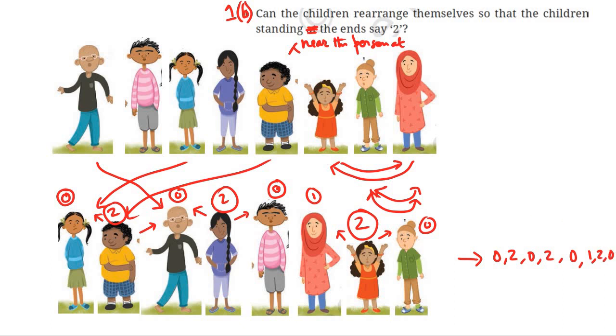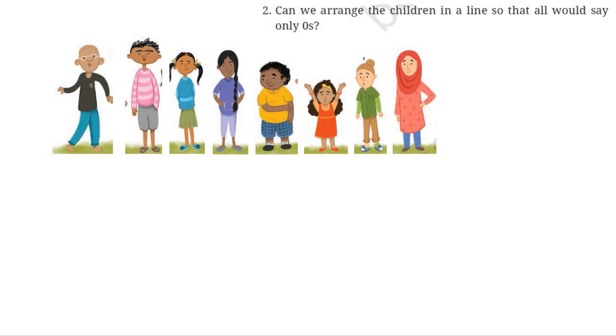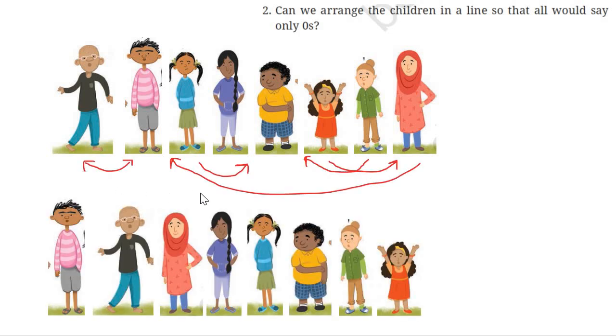Okay, fine. So the next question, question number 2, is: can we arrange the children in a line so that all would say only 0? That means nobody is taller than him or her. Now let us do an arrangement like this. Let us do some changing. What I have done is, basically I have arranged this in descending order, or basically you see, he is the tallest guy and she is the shortest. Okay, tallest to shortest. This is what I have done.